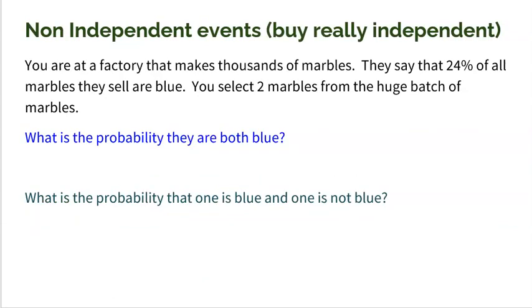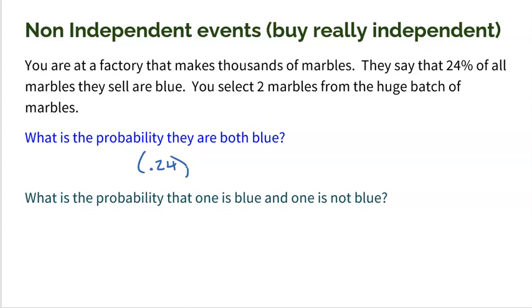All right. Here we're going to look at another example of non-independent events, but they're really independent. This is going to piggyback with the turkey problem that I was talking about at length. You're at a factory that makes thousands of marbles, all right? Thousands of marbles, maybe millions of them. They say that 24% of all their marbles are blue. You select 2 marbles from the huge batch of marbles. What's the probability that they're both blue? All right, well, what's the probability that the first marble is blue? Well, they say 24% is blue. Remember, that 24% doesn't come from 24 blue out of 100.